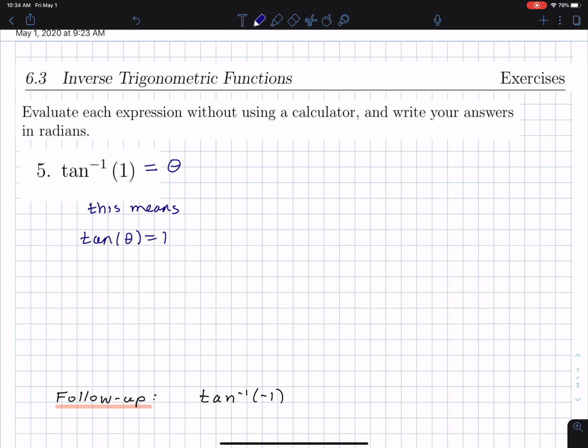Now for all the inverse trig functions, if the input is a positive number, then our output is going to be an angle in quadrant 1 between 0 and pi over 2. So we have to figure out when tangent is equal to 1 in quadrant 1.